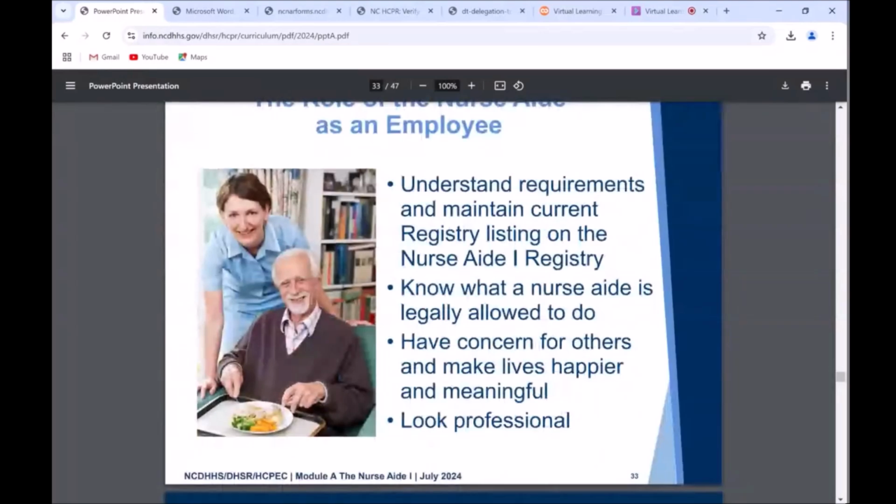You should understand the requirements of being a nurse aide in North Carolina and maintain a current listing on the Nurse Aide 1 registry. Know what you are legally allowed to do. Remember that scope of practice and task list. Have concern for others and help make their lives happier and more complete, whether it be residents, family, or coworkers. Encourage residents to do all they can for themselves. Maintain excellent appearance, grooming, and hygiene while at work.